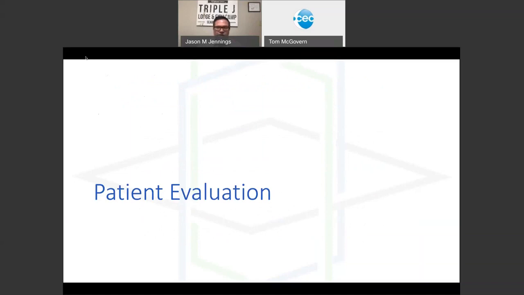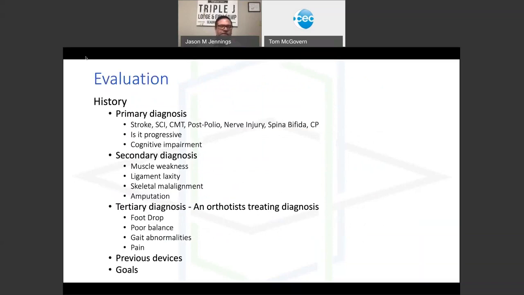So let's start off with our patient evaluation. I typically try to get a history that includes the primary diagnosis. What are we dealing with? Is it a stroke, a spinal cord injury, CMT, post-polio, nerve injury, spina bifida, CP? Number one, you want to determine whether it's progressive or not, because that might affect the design that you treat the patient with now, trying to predict what will happen in the future.